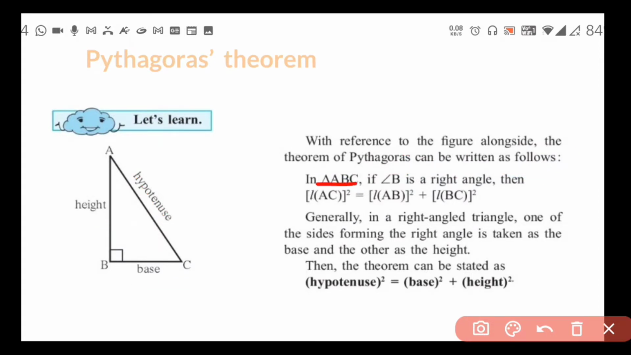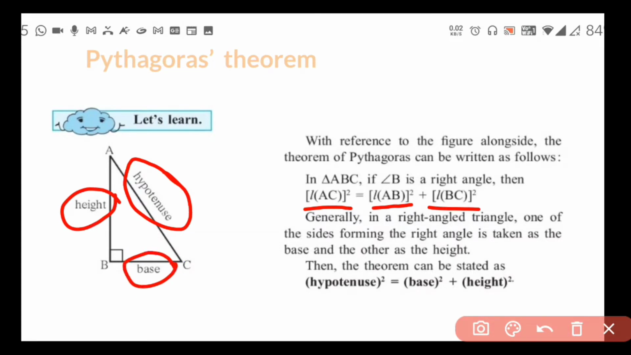In triangle ABC, angle B is right angle. Then how to write Pythagoras theorem, or how to apply Pythagoras theorem? Length AC square, that means hypotenuse square, is equal to length AB square plus length BC square. So hypotenuse square will be equal to sum of squares of remaining two sides. So remaining two sides can be base and height.